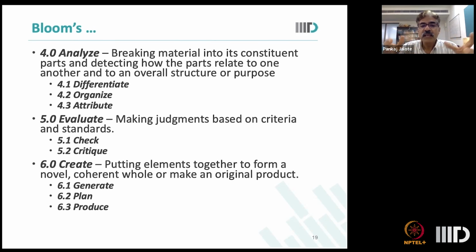Then evaluation is making judgments based on criteria and standards, and doing some critical analysis. You need to do some analysis to evaluate. But once you analyze, you can make a judgment based on some criteria to say this is somewhat better, this is 20% better, etc. So you can check, you can critique after you've analyzed. And finally, there is create. You put the elements together to form a novel, coherent whole, an original kind of product. Write a story, write an essay, make a plan for something, produce something.